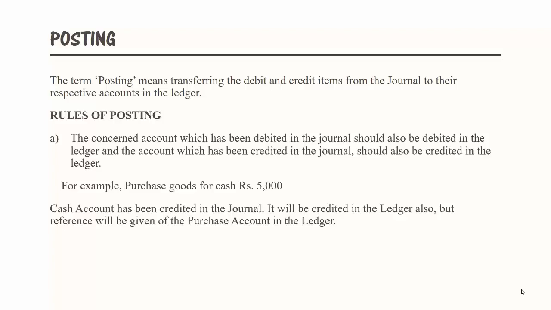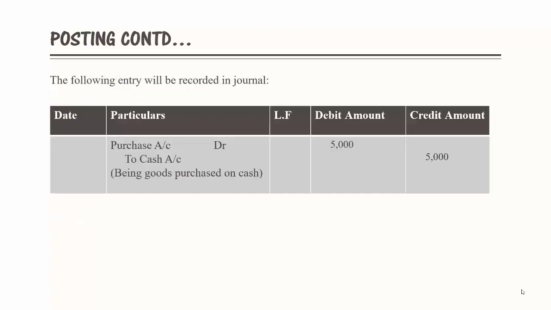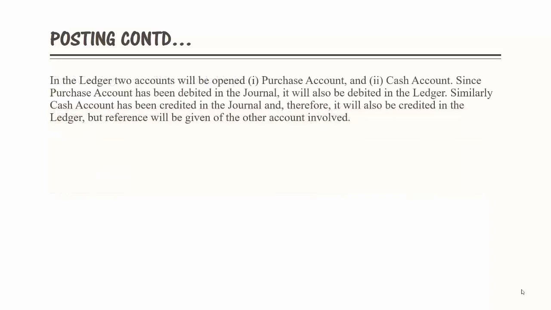Let's record the journal entry for this transaction. In journal, purchase account is debited and cash account is credited. So how will we record this transaction in the ledger account? Let's see. In the ledger, two accounts will be opened. First is purchase account and second is cash account. Since purchase account has been debited in journal, it will also be debited in ledger. Similarly, cash account has been credited in journal, therefore it will also be credited in ledger, but reference will be given of another account.